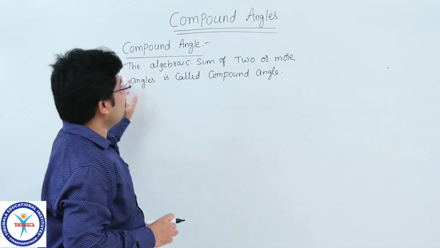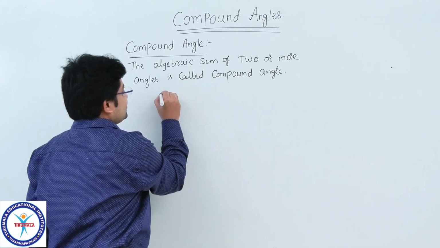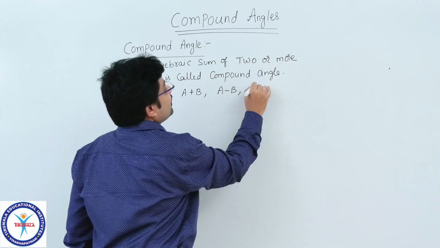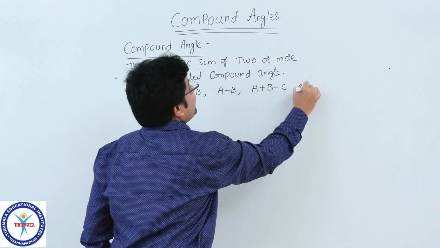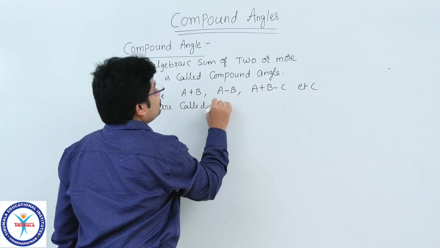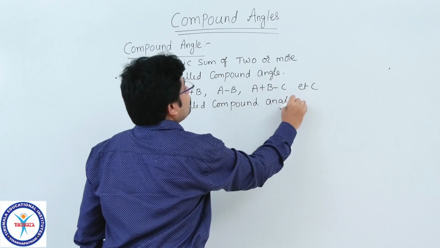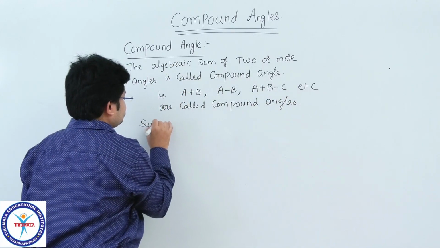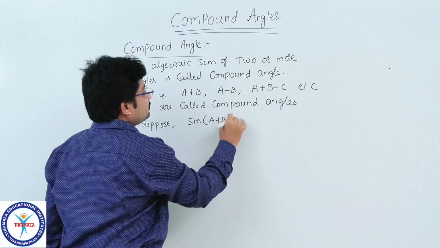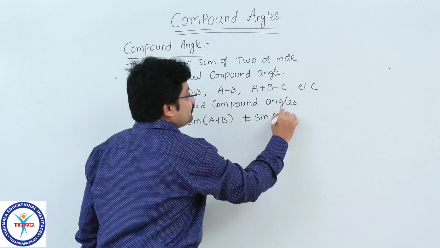The algebraic sum of two or more angles is called a compound angle. That is a plus b, a minus b, a plus b minus c, etc. are called compound angles. Suppose sin a plus b. Sin a plus b cannot be written as sin a plus sin b.